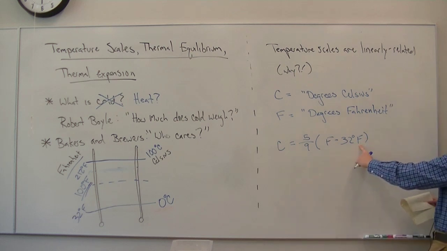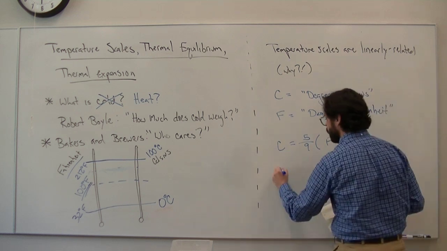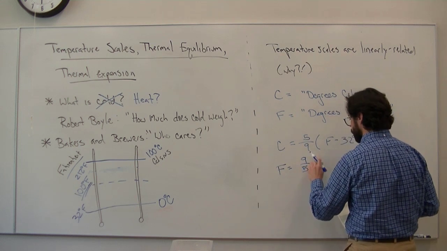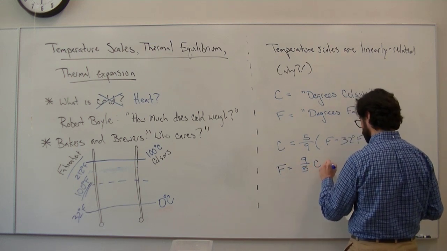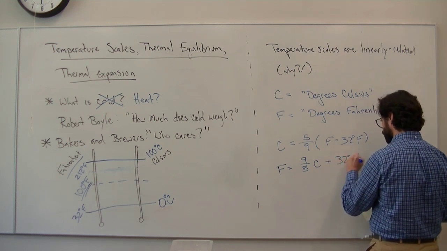So that's the units, maybe slightly clumsy notation. That's the degrees Fahrenheit, subtract 32F. And likewise, we can invert that: 9/5 degrees Celsius. And then what we need to do is add the 32 degrees Fahrenheit. Okay.